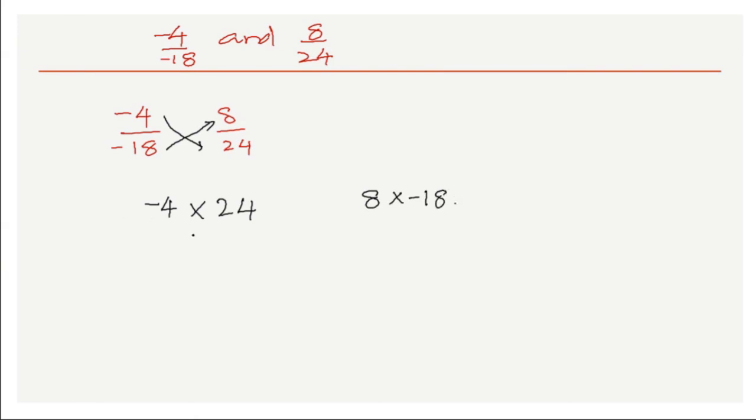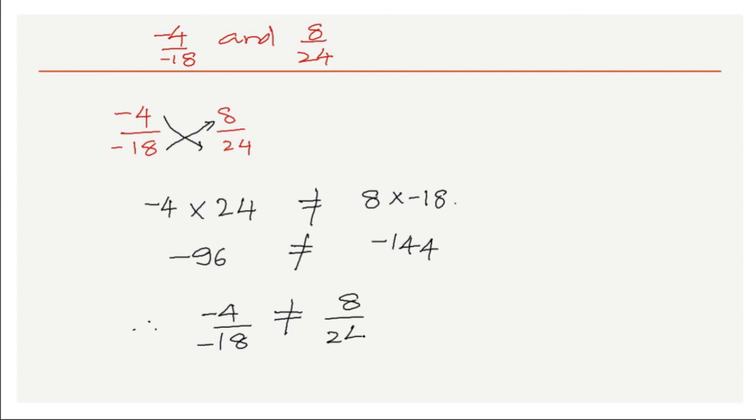Minus 4 multiplied by 24 will be negative 96. 8 multiplied by minus 18 is minus 144, and they are not equal. Therefore, minus 4 by minus 18 is not the same as 8 by 24. This is another method to check whether the given rational numbers are equal or not.